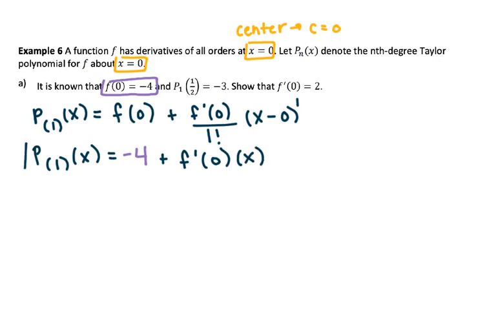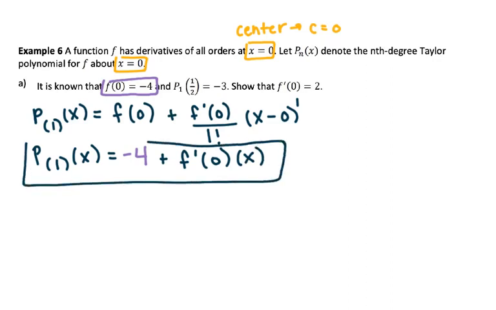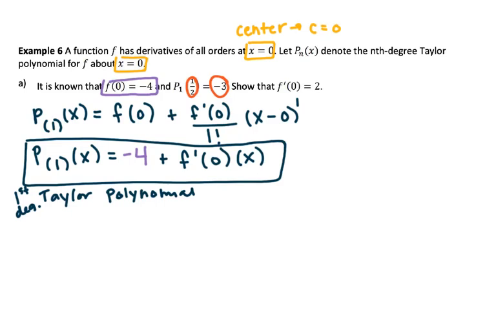So this is your model. Okay, not your answer. This is your first degree Taylor polynomial. So that's like your equation you're going to use. Now what they want you to do is use the fact that when you plug in 1/2, it gives you -3 to prove what that value has to be here.